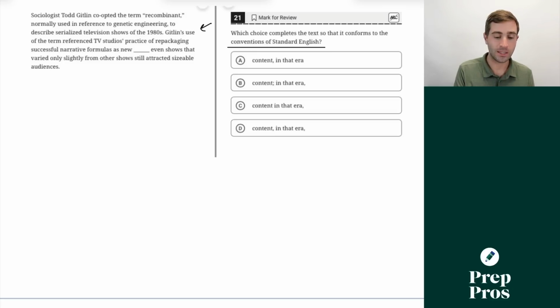So here we can see Gitlin's use of the term reference TV studios' practice of repackaging successful narrative formulas is new content. Well, all the way up to content, we have an independent clause. Now if we look afterwards, in that era, even shows that varied only slightly from other shows still attracted sizable audiences. That's also an independent clause. So the only one that could possibly work is B. We have 2 independent clauses. This is really just a little introductory phrase or extra information at the front of it.